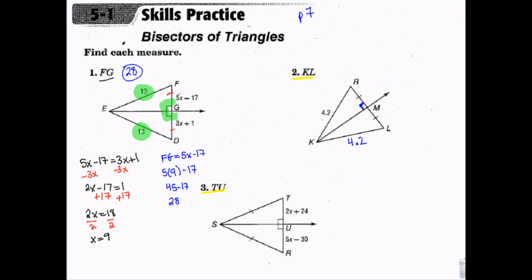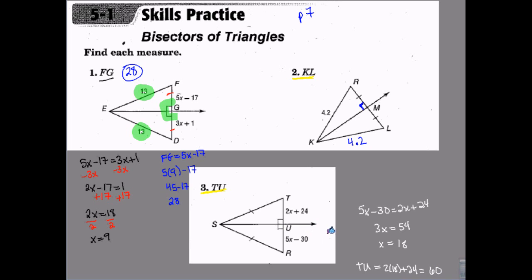Okay, how about TU? Did everybody get this? I didn't put in all the steps because I couldn't see what I was writing, but you subtract 2x from both sides and then add 30 to both sides. You get 3x equals 54, and then 3 goes into 54 18 times. 2 times 18 is 36, and 36 plus 24 is 60. That's this distance right here, TU.